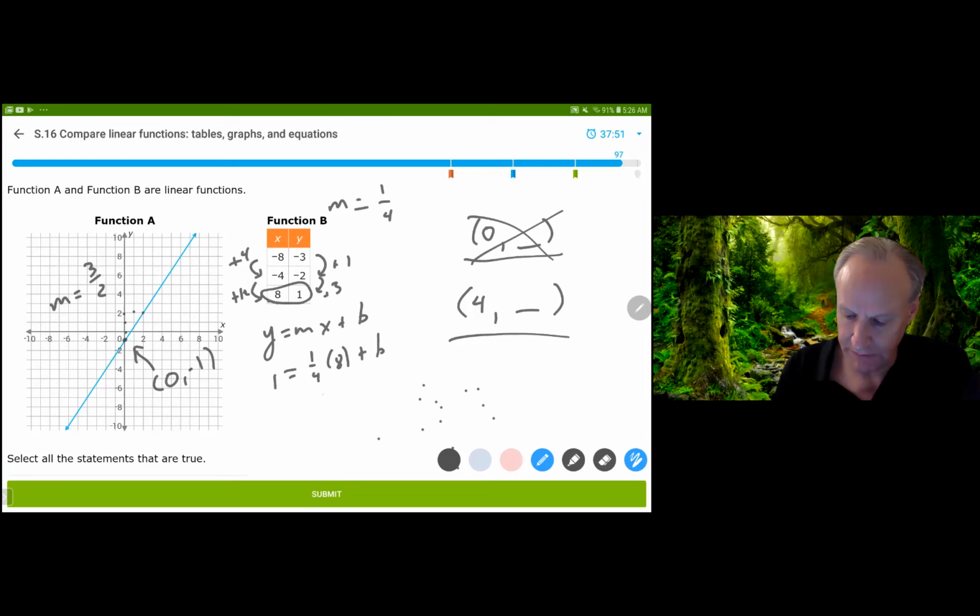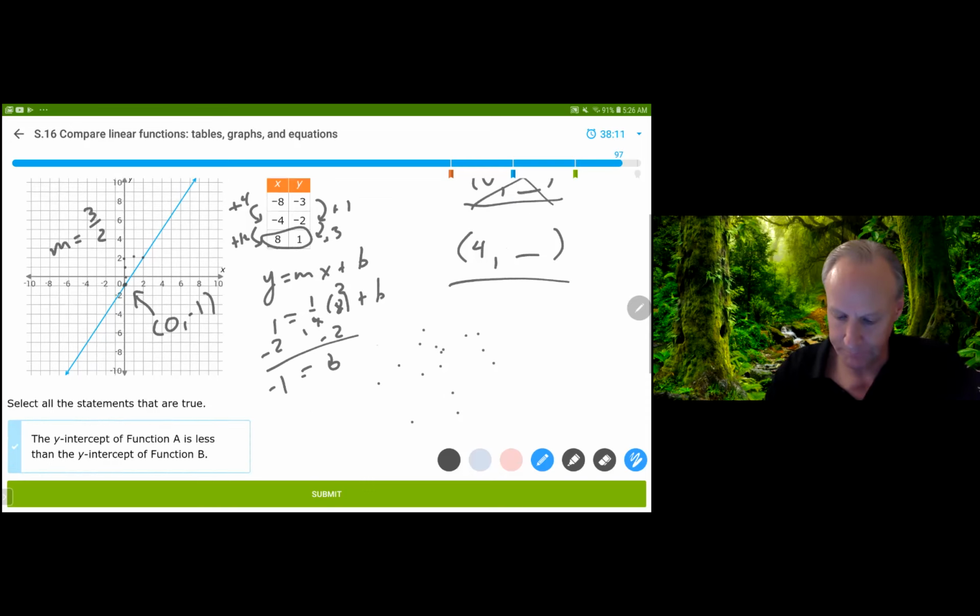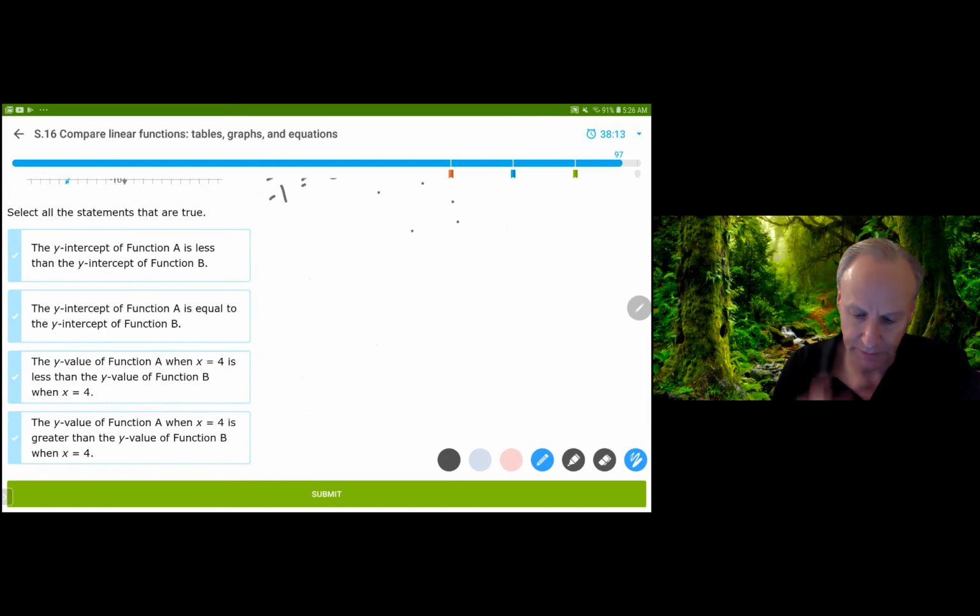This one, we're going to subtract the 2 from both sides. 8 and 4 simplify to give you 2. I'm going to subtract the 2 from both sides and get b equal to -1. So my equation for function b is y equals 1/4 x minus 1. Oh, so they have an equal y-intercept, don't they? So the y-intercepts are equal, first of all. So we got that one.